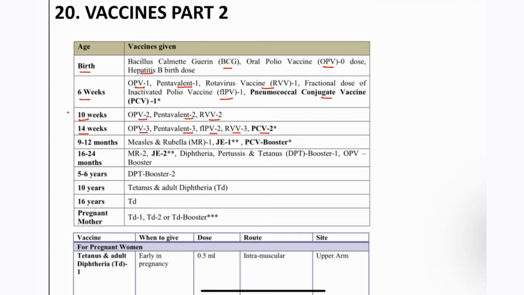So at 10 weeks, you are going to give only 3 drugs, but at 14 weeks, another 2 drugs come in, IPV and PCV 2. At 9 months, you are going to start the measles along with vitamin A prophylaxis. And at 9 to 10 months, Japanese encephalitis is given, but only in endemic areas. And PCV is only given 2 doses. After that, at 9 months, we are going to give the booster. At 16 months, measles second dose, Japanese encephalitis 2nd dose, and DPT booster, OPV booster are given. At 5 to 6 years, DPT booster 2, 10 years tetanus toxoid, 16 years tetanus diphtheria, and for pregnant women TD1, TD2.